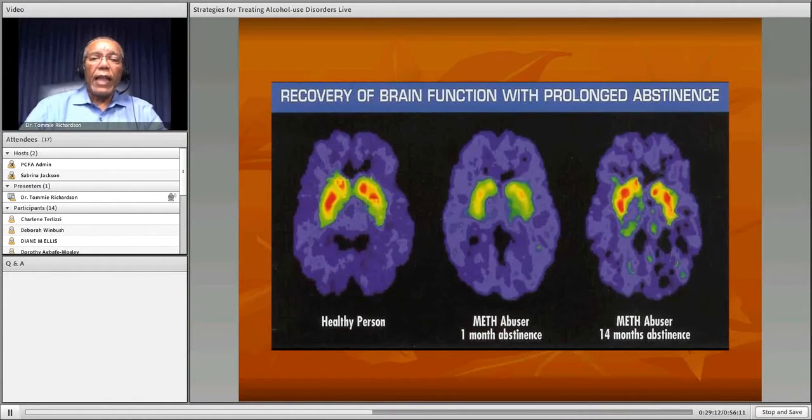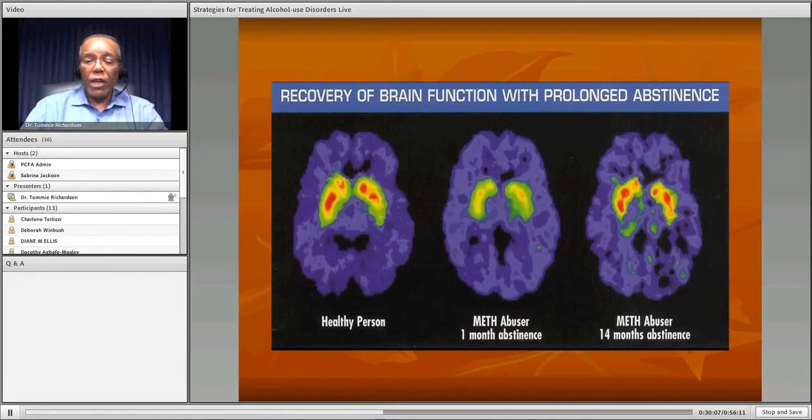This is a slide just to show an MRI that shows the recovery of brain function. In this slide, we're using methamphetamine. But the gist is, if you look on my left, you can see a healthy person's brain with all of the neurotransmitters and everything working. In the middle picture is a meth abuser after they've been abstinent from meth for 1 month. And look on the right side, and you can see even after 14 months that the brain has not returned to normal. And with alcohol, it takes approximately 24 months for the brain to return to normal.